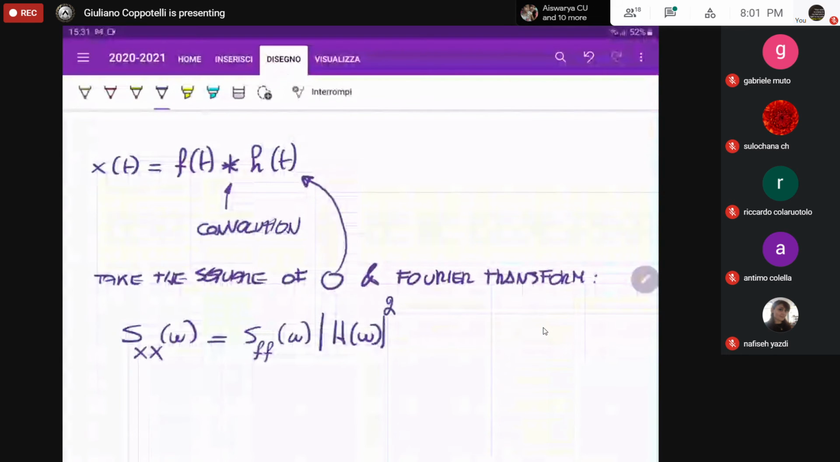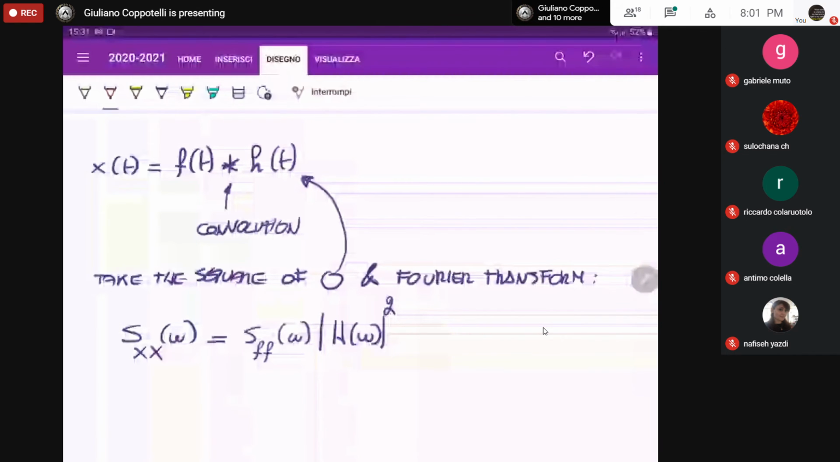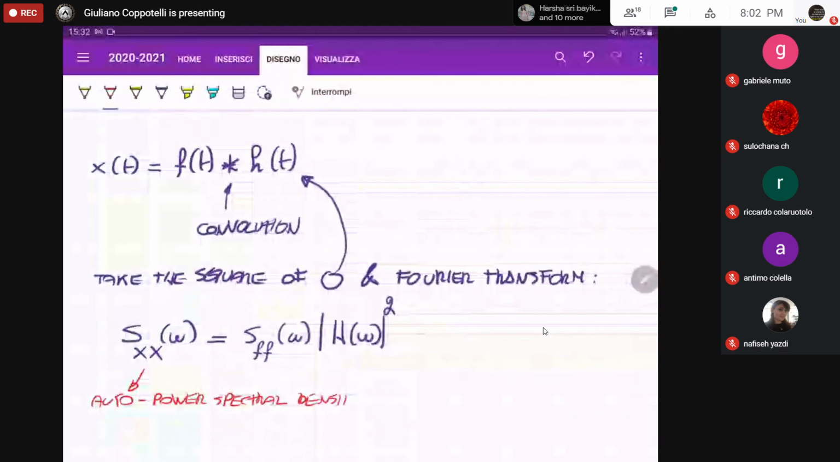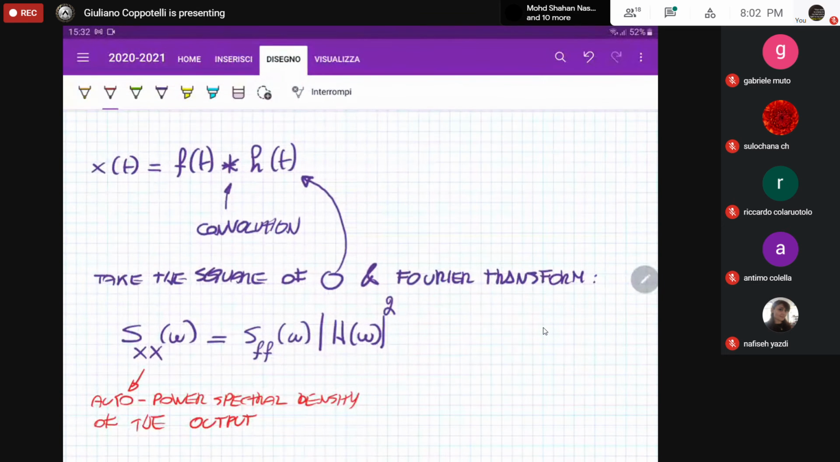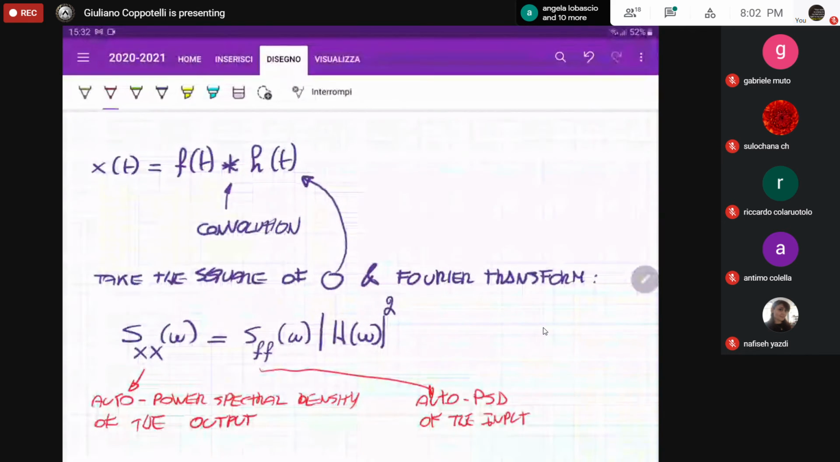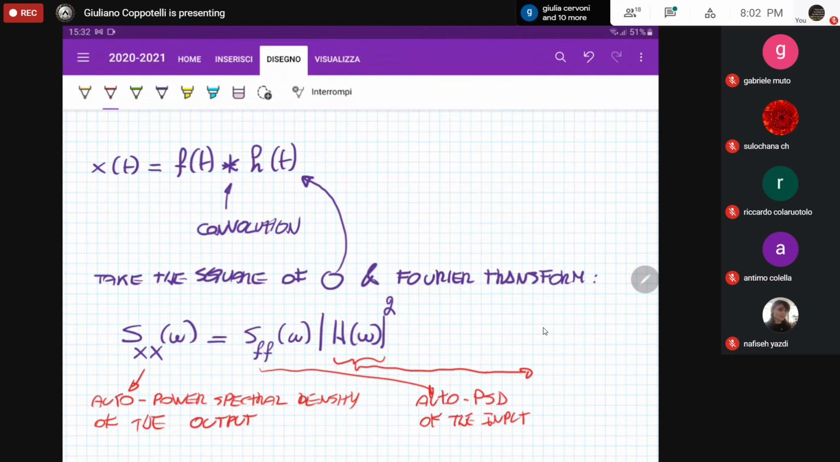Just to remember, that is the auto power spectral density of the output, that is the auto power spectral density of the input, and of course that is the square of the amplitude of the frequency response function.